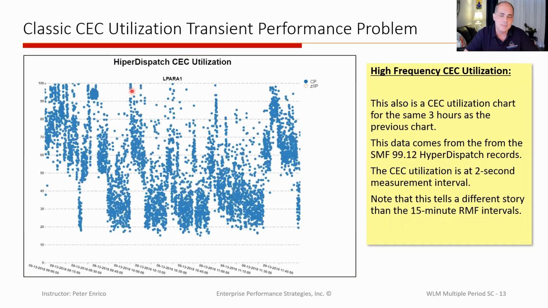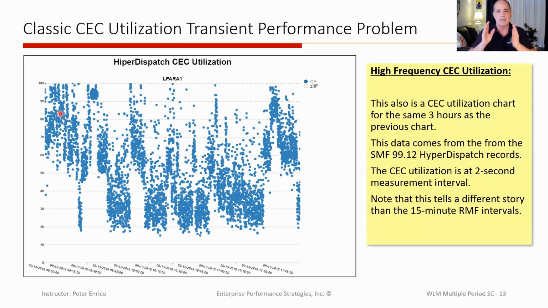But what the SMF 99 and 98 records help us do is to gain more granular insight into the utilization. So here's an example of the same exact period of time, the same exact window we looked at in the previous slide. But instead of looking at 15-minute measurements, these measurements are the CPU utilization of the KEC every 2 seconds. So now, instead of a 15-minute average, we're looking at utilization every 2 seconds by these blue dots. And you can see that there are periods of time that were much higher, even though we know that we had a lot of white space.